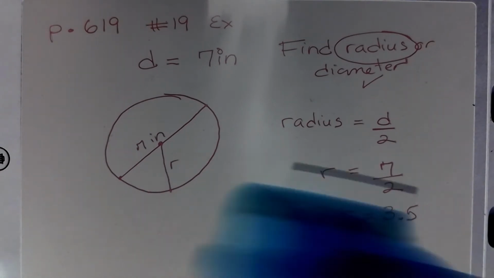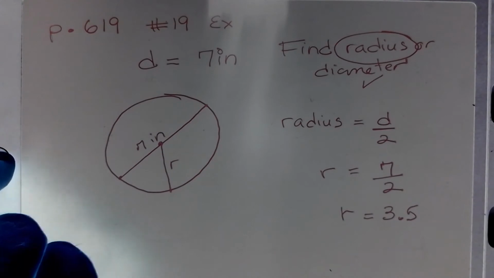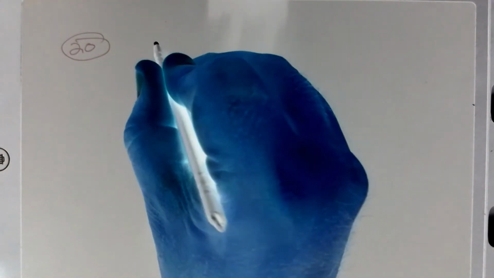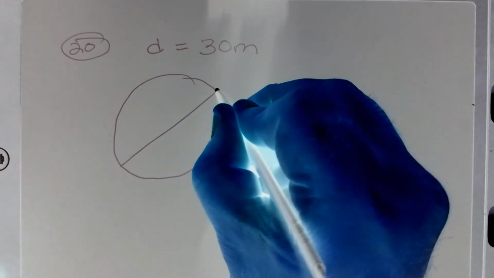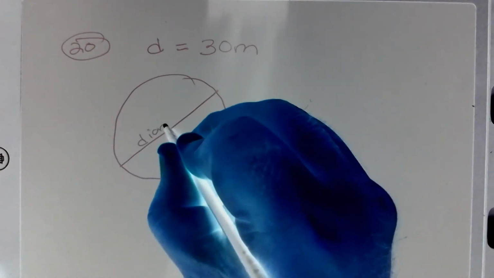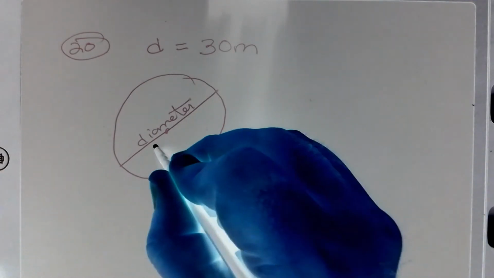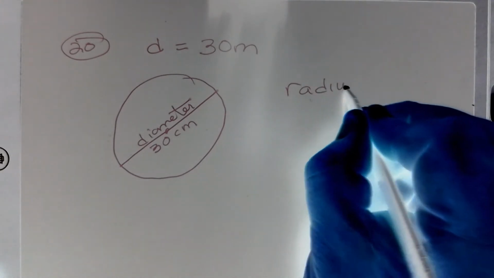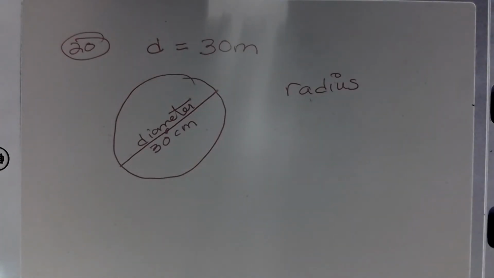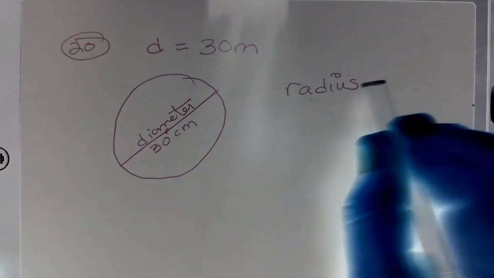Alright, let's take a look at the other one. We're still on page 619. We're going to do number 20. The diameter is equal to 30 centimeters. Again, this is important to note, this is the diameter. We're trying to find the radius. Who could tell me how to find the radius? Yes, 30 over half. Very good. The radius is equal to what?